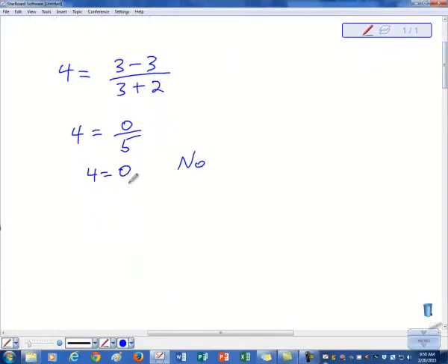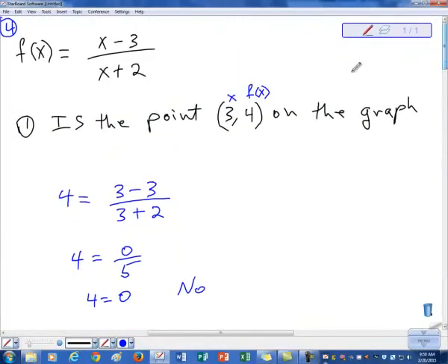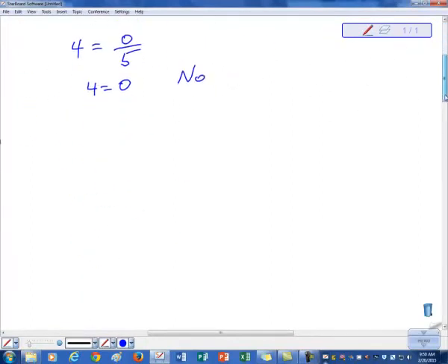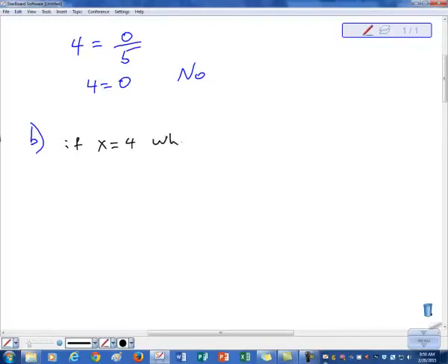Alright, next thing is, and we'll call this part A instead of 1. Part B, if x equals 4, what is f of x?